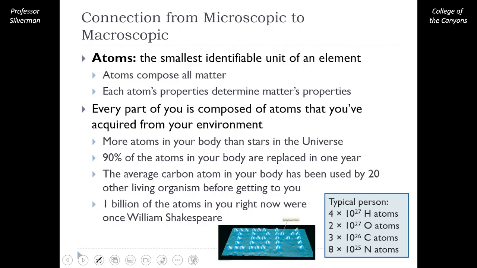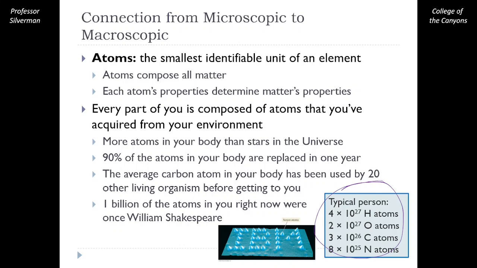So you are composed of atoms. And atoms are so incredibly small that there are tons and tons of them in a typical person: 10 to the 27th power of hydrogens and oxygens, 10 to the 26th power of carbons, 10 to the 25th power of nitrogens. There's just an astronomical number of atoms in every living thing.